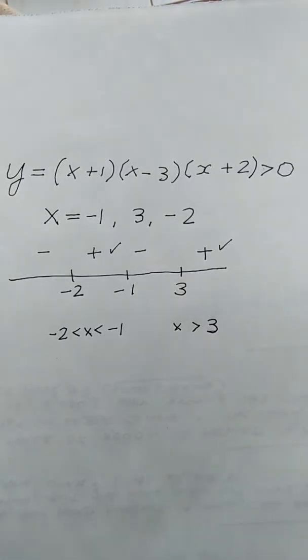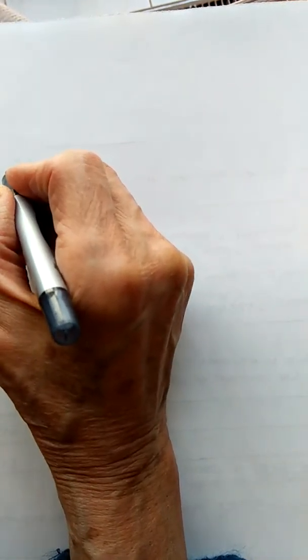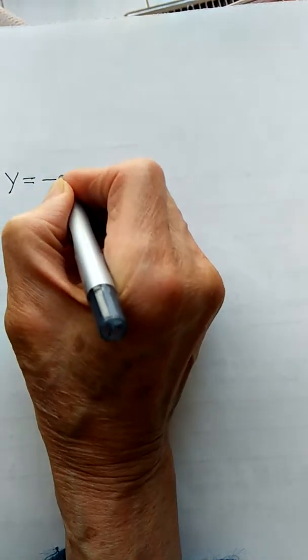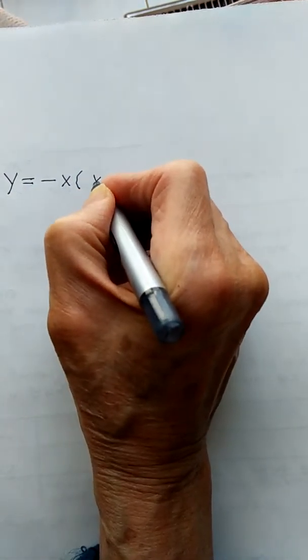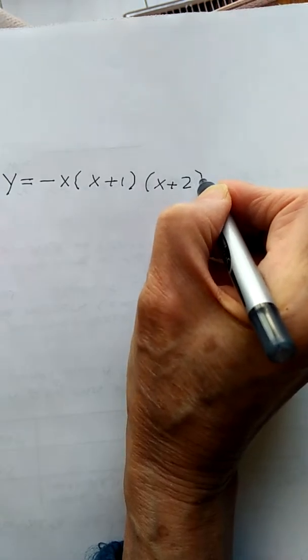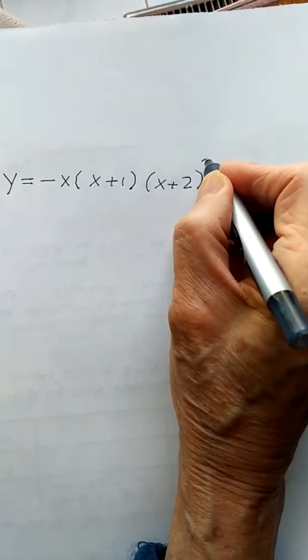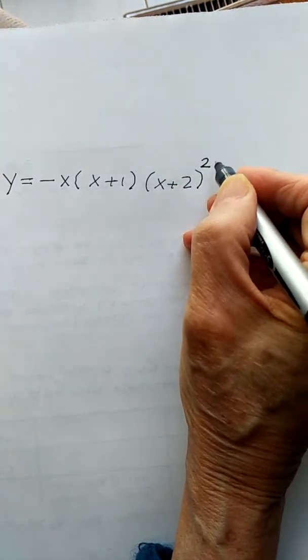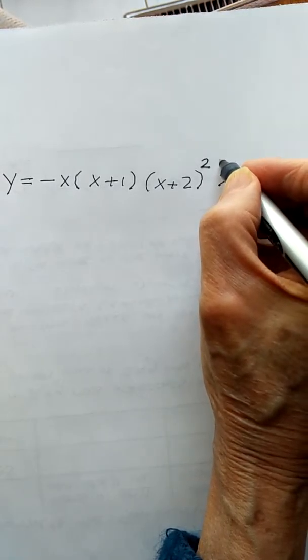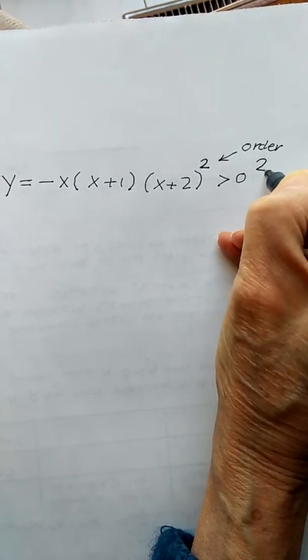Let's have a second example. Now, my second example has order of 2. The example is y equals -x, (x plus 1) squared, (x plus 2), larger than 0. Now, I have a square on this bracket. This square is called order of 2.